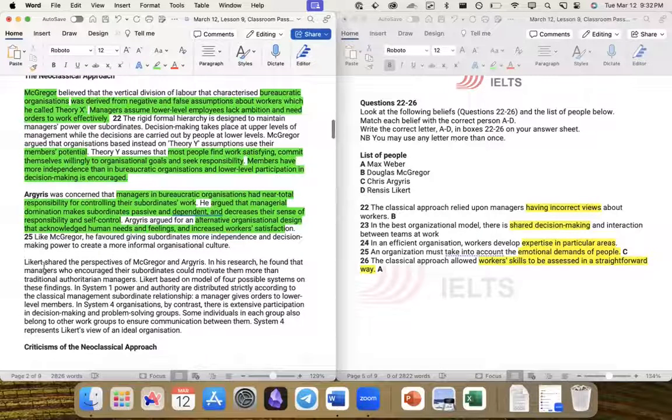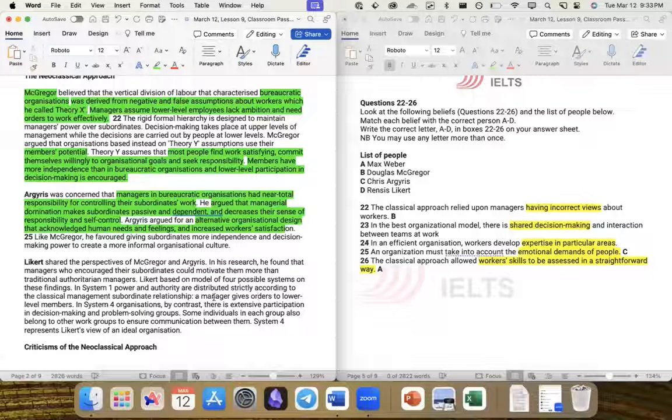Likert shared the perspectives of McGregor. In his research, he found that managers who encourage subordinates could motivate them more than traditional authoritarian managers. Likert based a model of four systems on these findings. In system 1, power and authority are distributed strictly according to classical management subordinate relationship. The manager gives orders to lower level members.